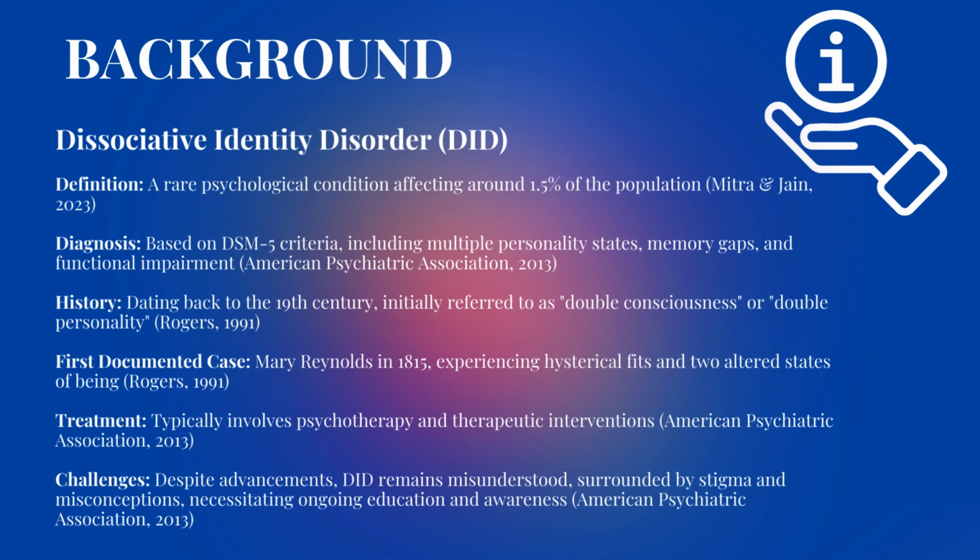The history of DID dates back to the 19th century, with documented cases referred to as double consciousness or double personality. It wasn't until the 1970s that DID garnered attention within the psychiatric community, undergoing evolving perceptions and diagnostic challenges. The first documented case of DID was Mary Reynolds in 1815. Her condition was described as having hysterical fits. Mary could sleep for 18 hours a day and wake up with memory loss and functional impairment. She herself also acknowledged that she had two altered states of being within herself.